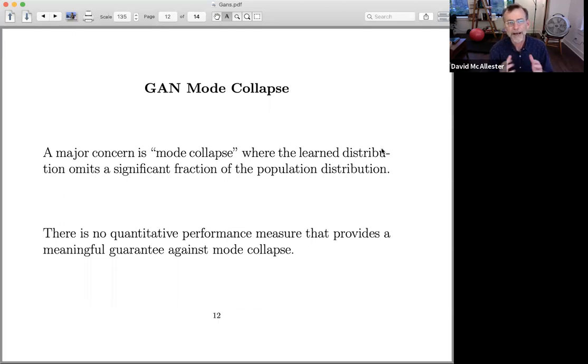And the bottom line is there's no good quantitative performance measure on how well the GAN has trained the generator to model the distribution. There's nothing like the cross-entropy loss. In language modeling, you can directly measure perplexity or bits per character and get some measure of how well the model is modeling the data. That's much more difficult with GANs.